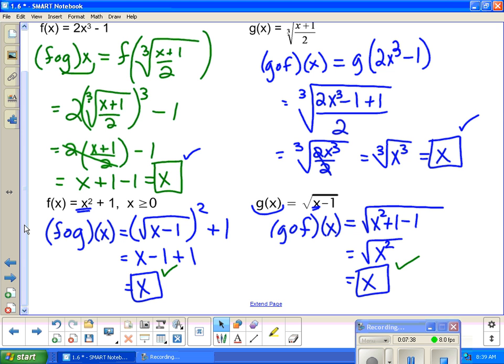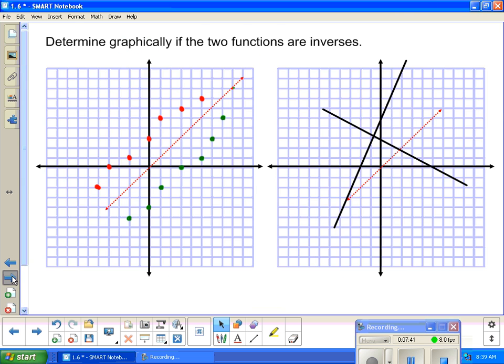Okay, so that's how you verify it if you're given two functions. Let's look at some pictures. I have to determine graphically if the two functions are inverses. Is this a reflection over y equal x? Well, let's see. Boom. So let's look. Okay. Yeah, it looks like it. So yes, all the points in red are reflected over y equal x in green. So it's a direct reflection over y equal x. So yes, the functions are inverses.